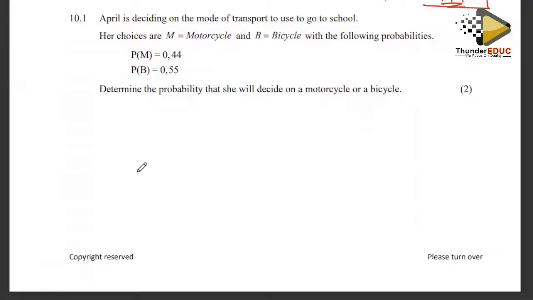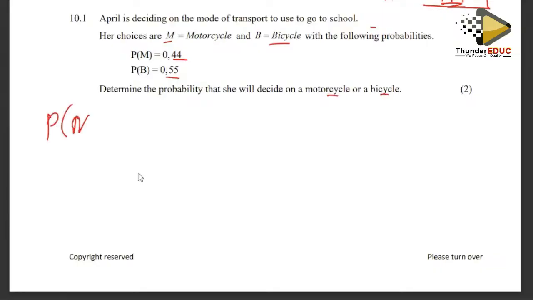10.1. They're telling us that April is deciding on the mode of transport used to go to school. Her choices are a motorcycle and a bicycle. So the probability of a motorcycle is that, the probability of a bicycle is that, and we want the probability that she will decide on a motorcycle or a bicycle.